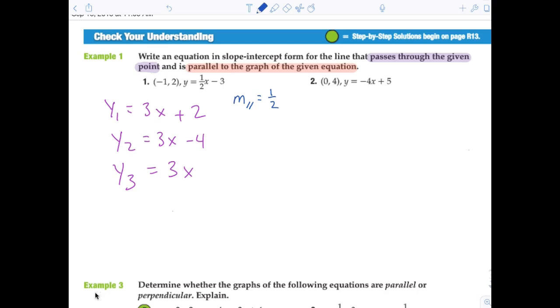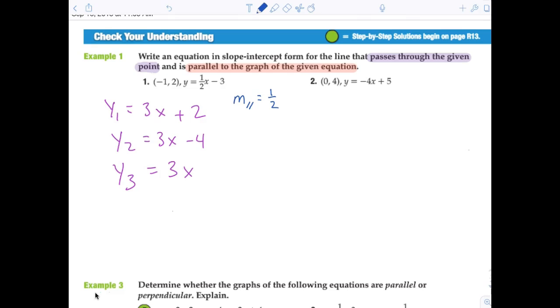All right? Now look, right here. Everybody take notice. The slope of this line right here is what? 1/2. Everybody with me? So if this slope is 1/2, the slope of the parallel line must be what? 1/2. Everybody with me on this?